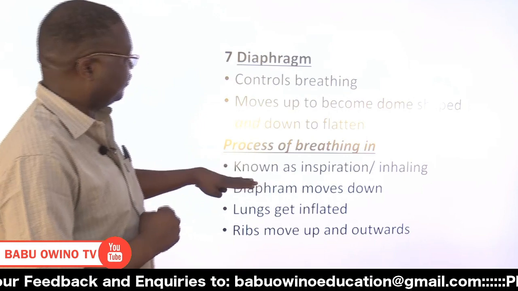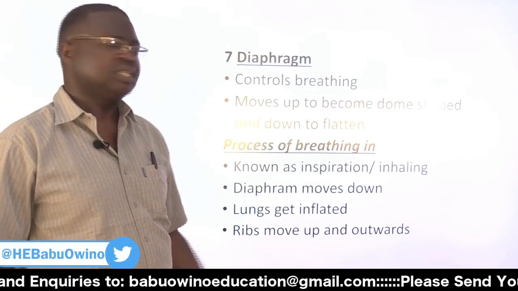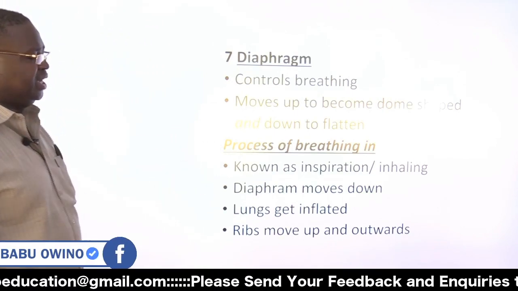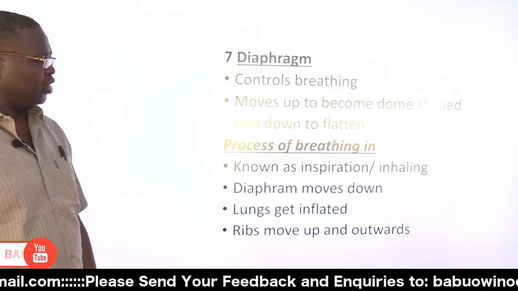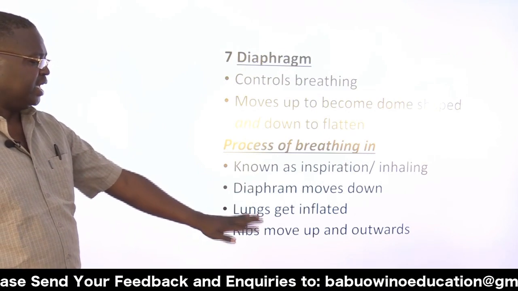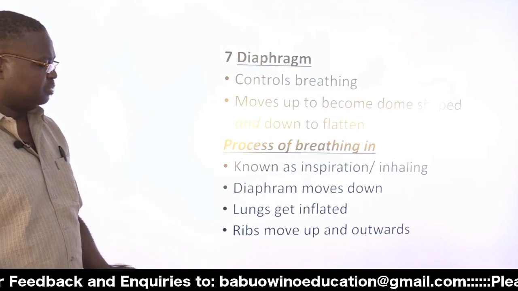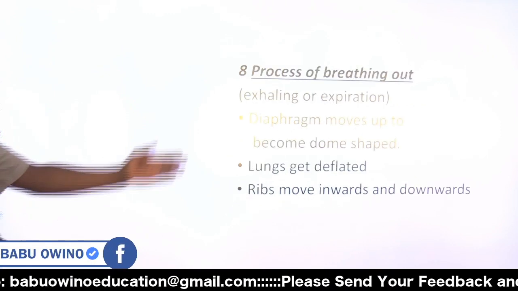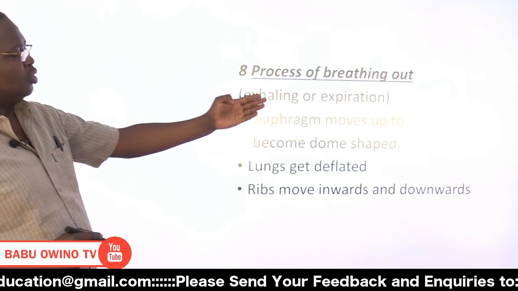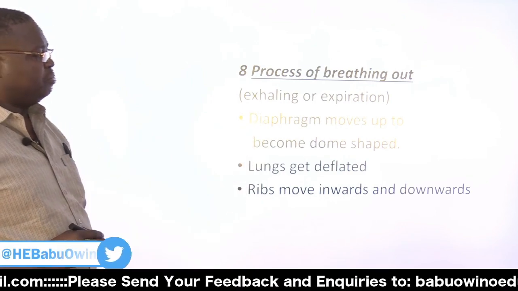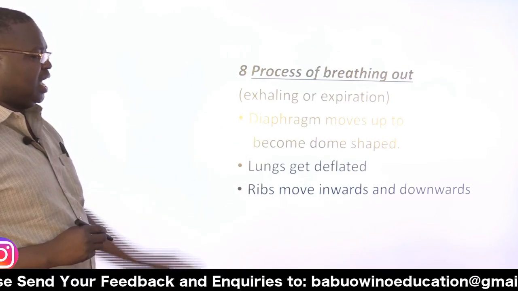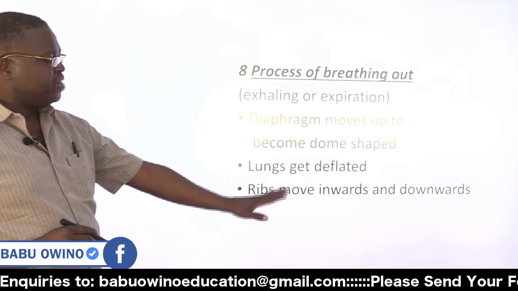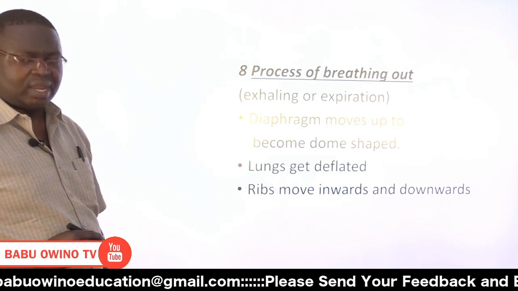Also, when the diaphragm moves down, it sucks in air from your nose and the air enters into your lungs. The process of breathing in is called inspiration or inhaling. The diaphragm moves down, lungs get inflated, and the ribs move up and outwards. To summarize also, the process of breathing out is called exhaling or expiration. The diaphragm moves up to become dome shape. Lungs get deflated. Opposite of inflated is deflated. And the ribs move inwards and downwards.